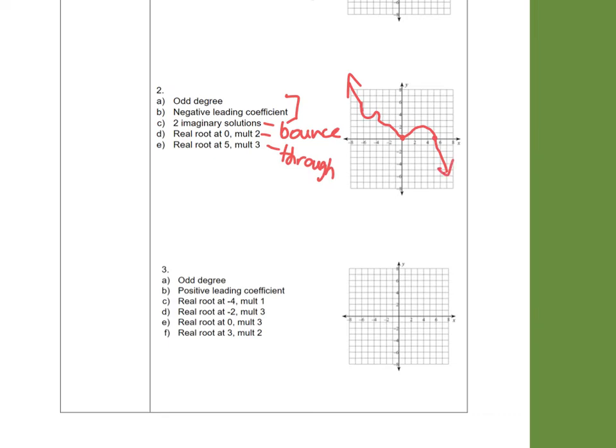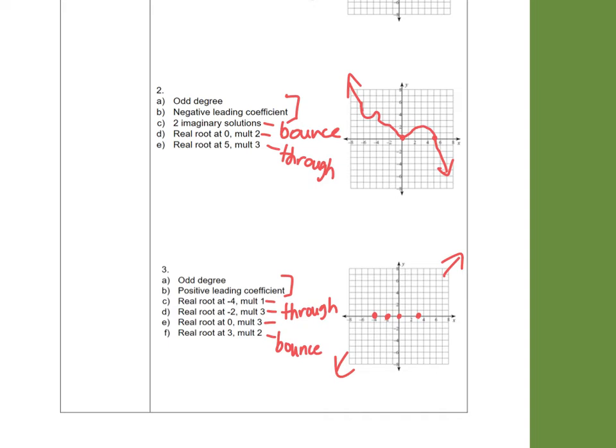Okay, next up we've got an odd degree and a positive leading coefficient. So what that means is that we're going to start going down and end going up, okay? And then we've got 4 real roots, so that's nice. If I look, I've got one at -4, I've got one at -2, I've got one at 0, and I've got one at 3. If my multiplicities are odd numbers, we're going through, and if it's even, we're bouncing.